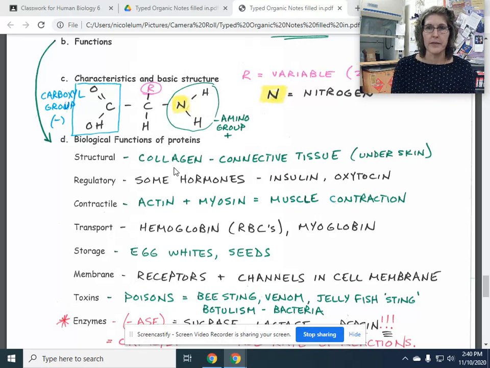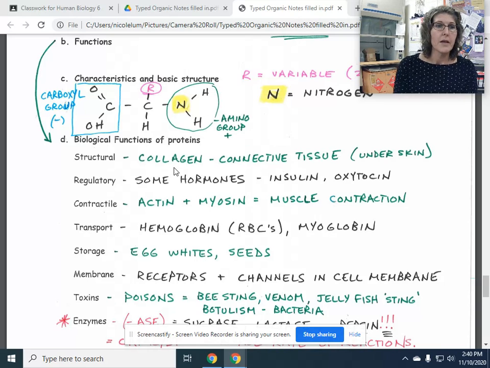It can be regulatory. We said that some of your hormones are actually lipid-based, your cholesterols, your estrogen and your testosterone. Some of them are going to be protein-based as well. So insulin is made within your pancreas. It helps to regulate your blood sugars. Those people who are diabetic are not able to make insulin, and they have to get it from another source. Oxytocin is another one. We'll talk about that a little bit later on when we get to some of our human stuff.